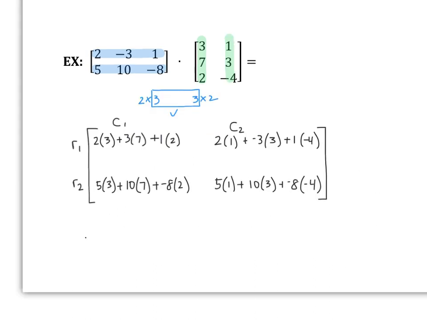And when we do that, we're going to have 2 times 3 is 6, plus 3 times 7 is 21, plus 2, we're going to get 29 in row 1, column 1. In row 1, column 2, we get 2 minus 9 minus 4, so negative 11. In row 2, column 1, 15 plus 70 minus 16, we're going to get 69. And then in row 2, column 2, 5 plus 30 plus 32, we're going to get 67.